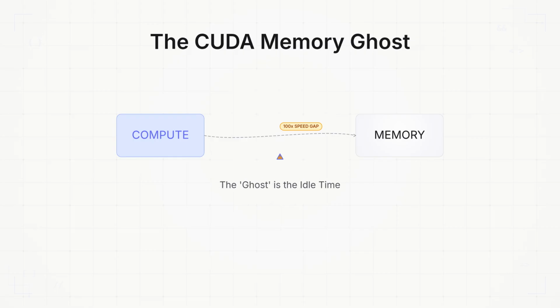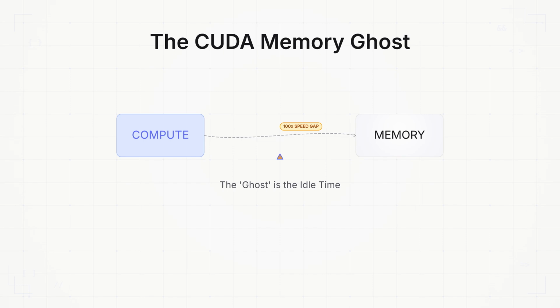You've spent weeks optimizing your CUDA kernel, calculating flops, and perfecting your math. On paper, your GPU is a beast, capable of trillions of operations per second. But when you run the profiler, the results are devastating. Your kernels are stalling. The compute units are idle. This is the CUDA memory ghost, an invisible force that haunts almost every high-performance application.